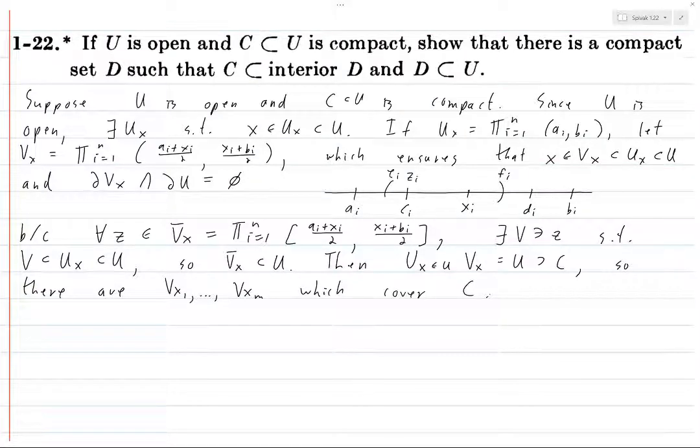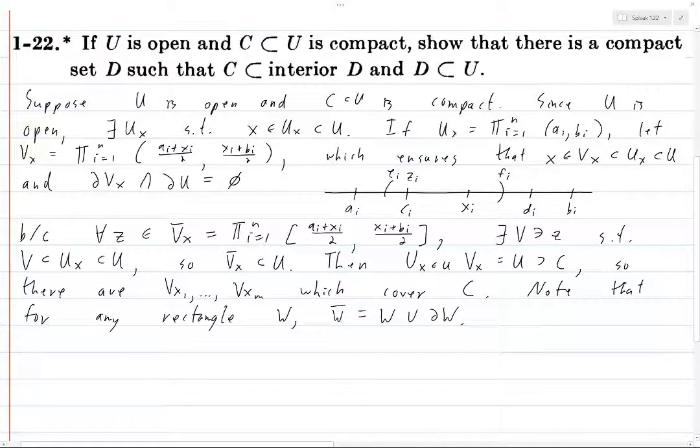All right. So see here, note that for any rectangle W, the closure of W equals W union the boundary of W. Okay, so now we're mentioning something which is actually useful for confirming what we said before. So the closure of W equals W union with the boundary of W.